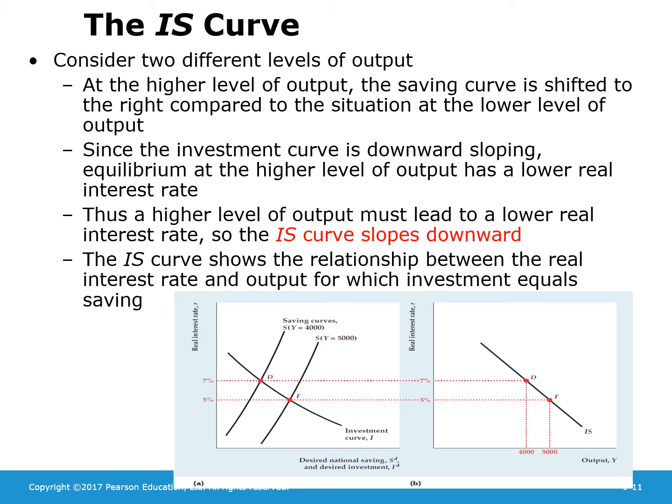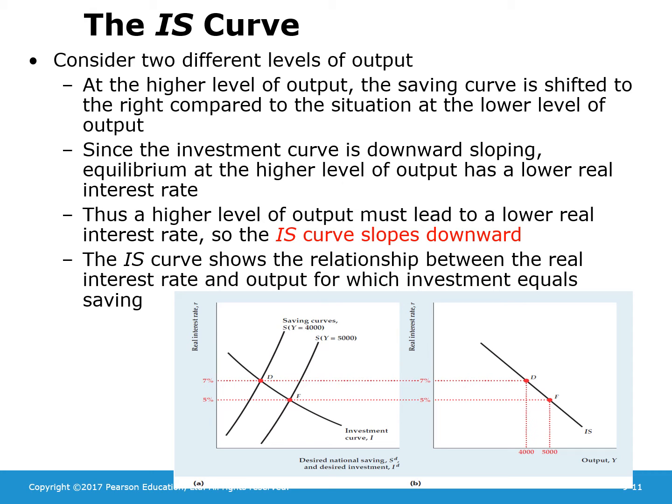So when output increased, to translate this into the IS curve, look at figure B. When we had output of 4,000, the interest rate was 7%. Now when output increased to 5,000 at point F, the interest rate is lower at 5%. Thus, a higher level of output must lead to a lower real interest rate. So the main message is that the IS curve always will be downward sloping.